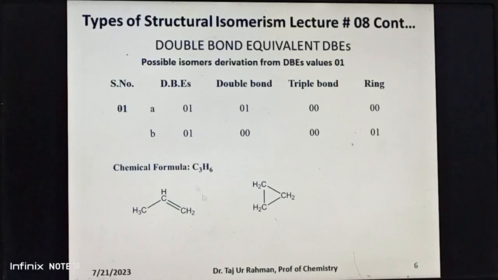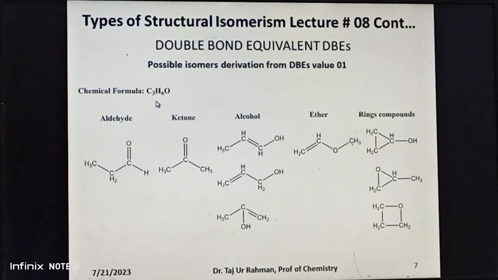The DBE value of this isomer is 1 as it contains one double bond. Again, the DBE value of this isomer is also 1 as it contains one ring. It may be noted that the DBE value can help us to find out the number of possible structural or constitutional isomers and not the stereoisomers of any given molecular formula of an organic compound.